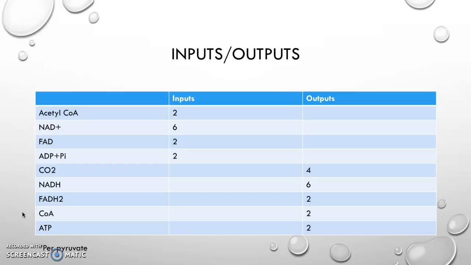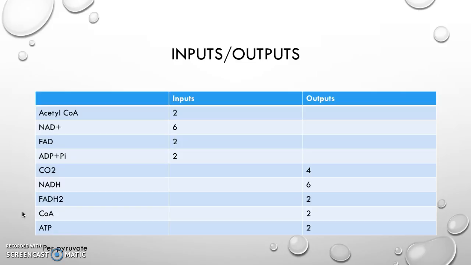Acetyl-CoA is 2, NAD+ is 6, FAD is 2, ADP plus P is 2. Here are your outputs. CO2 is 4, NADH is 6, FADH2 is 2, acetyl-CoA is 2, ATP is 2.